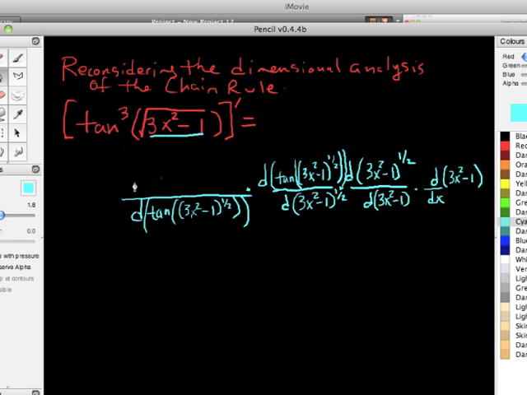And now we write the whole function, d of tangent, don't worry, I'm going to get to the cubed part, of the square root of 3x squared minus 1. I lost the 1/2 power there. I'll put the 1/2 power there instead of the square root. Okay, 3x squared minus 1 raised to the 1/2, and that whole thing cubed.